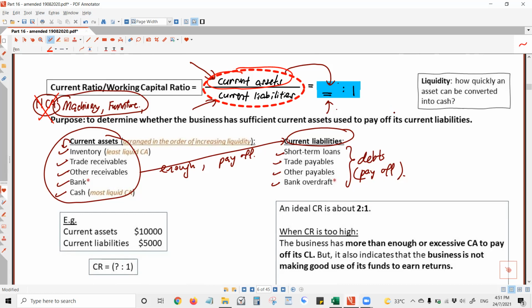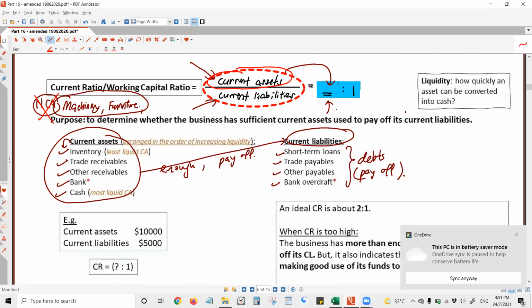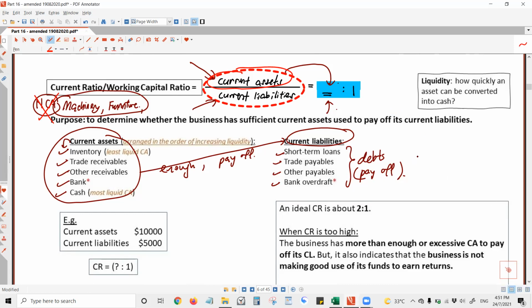Ideally we should have more current assets than the amount of current liabilities we have. So there's one number which is known as the ideal current ratio. It is 2 to 1. Then you may have a question: why shouldn't it be 1 to 1? If you have one part of current asset to one part of current liability, then you have just enough CA to pay off your current liability, right? So 1 to 1 seems good, but actually it's not good enough. It has to be 2 to 1.